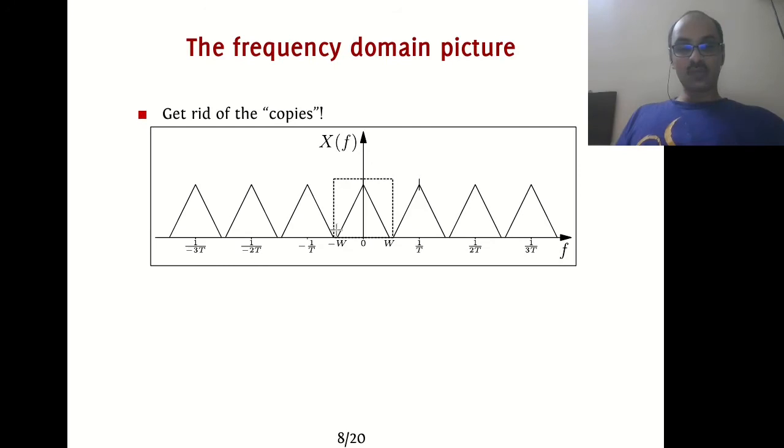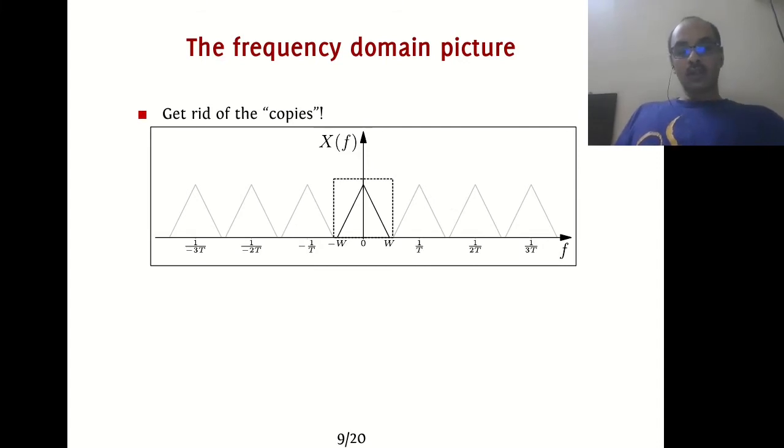What is the easiest way of doing that? You know that the easiest way is to multiply it by a rectangle in the frequency domain. But of course, you know that multiplication with a rectangle in the frequency domain, which is centered about 0, is the same as low pass filtering. So in other words, what we are saying is that if you take your discrete time signal and pass it through an ideal low pass filter, you will get back the original waveform that you wanted, because all those copies disappear.